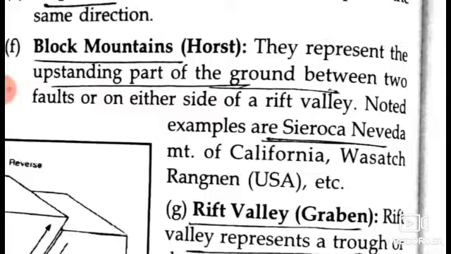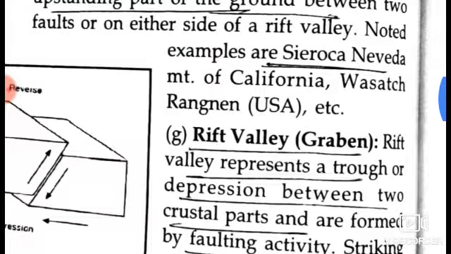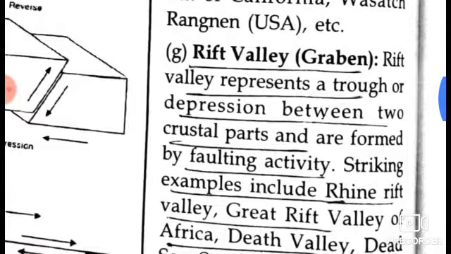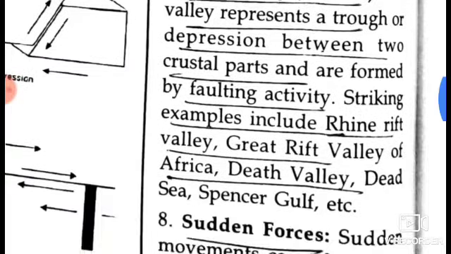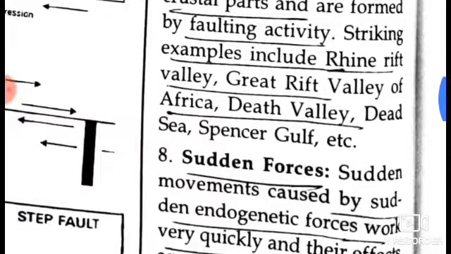Noted example: Sierra Nevada, mountains of California, USA. Rift valley, or graben: a rift valley represents a trough or depression between two crustal blocks and is formed by faulting activity. Striking examples include the Rhine Rift Valley, the Great Rift Valley of Africa, Death Valley, the Dead Sea, Spencer Gulf, etc.